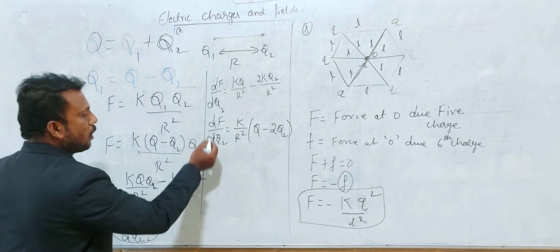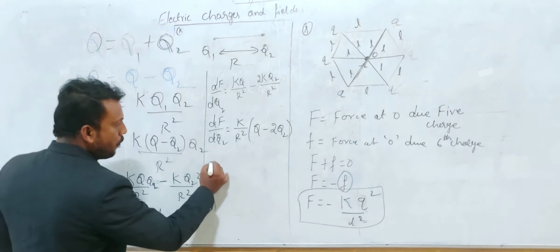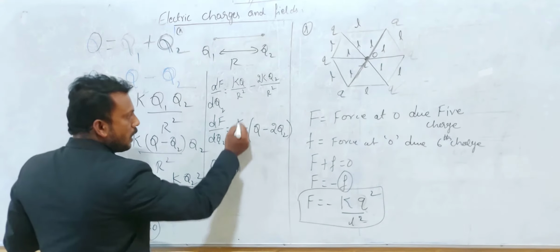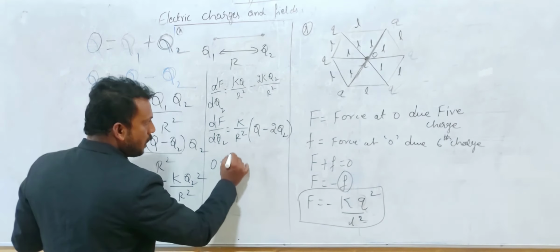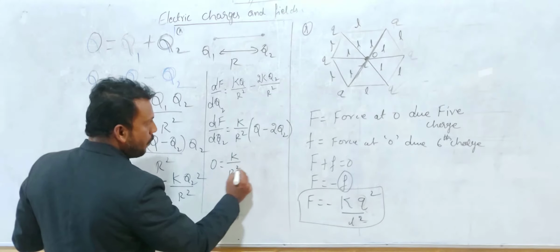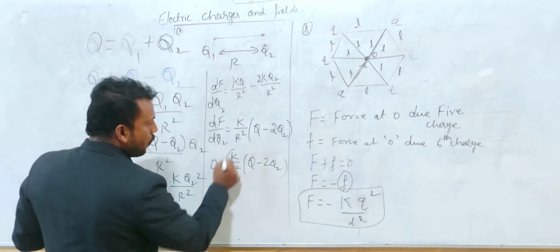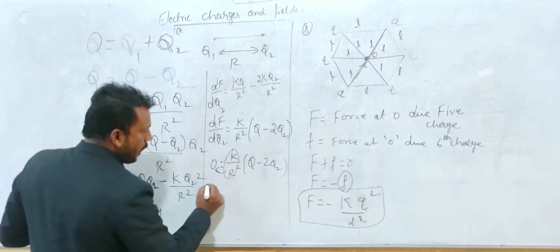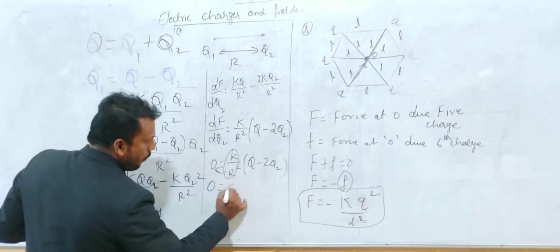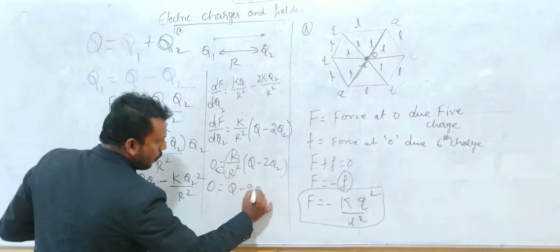The force is maximum only when the condition dF divided by dQ is 0. If dF divided by dQ is 0, then 0 is equal to KQ square divided by R square times Q minus 2Q2. Therefore this term is also 0. Therefore 0 is equal to Q minus 2Q2.